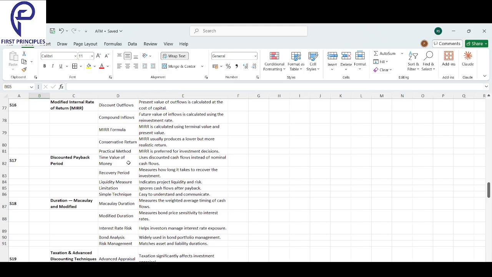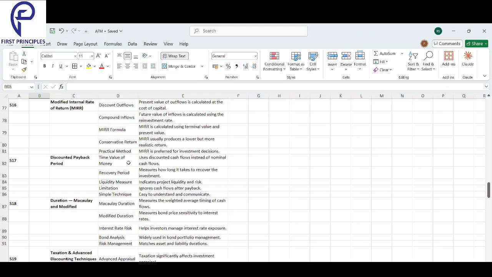So when you're discounting your outflows, do it at the cost of capital. If you're finding the future value of your inflows, use the reinvestment rate. That is the philosophical difference between IRR, which just assumes the reinvestment rate everywhere, whereas modified internal rate of return assumes cost of capital for outflows. For future value of inflows, you can use the reinvestment rate, but using reinvestment for everything is not a very good idea.